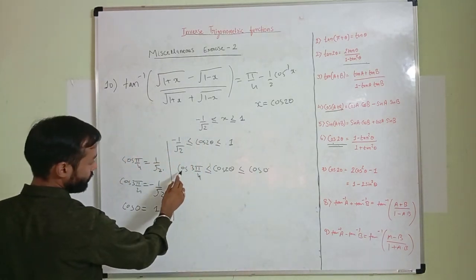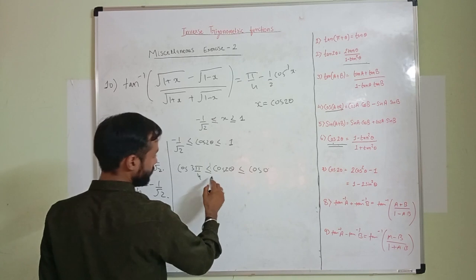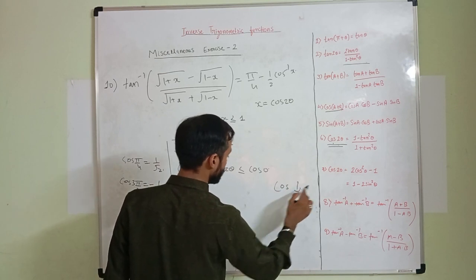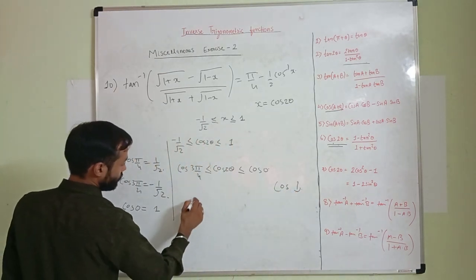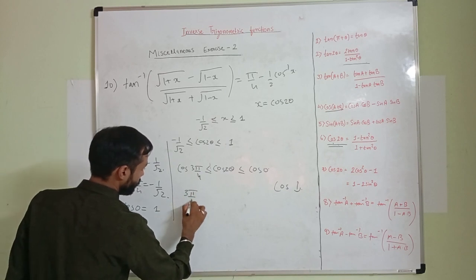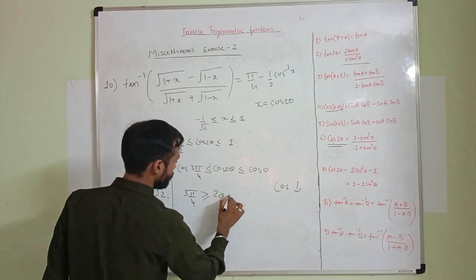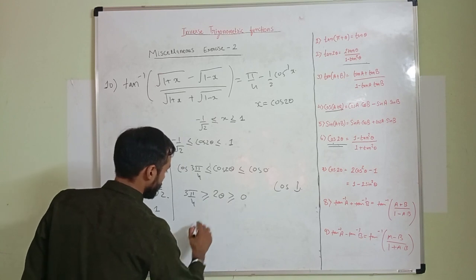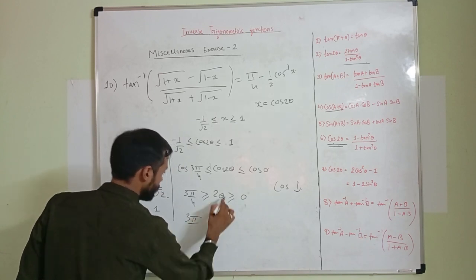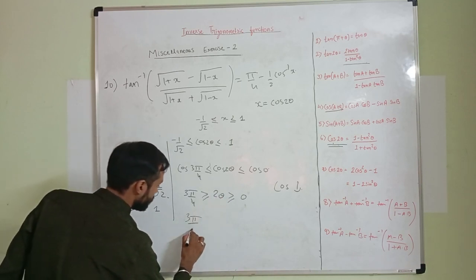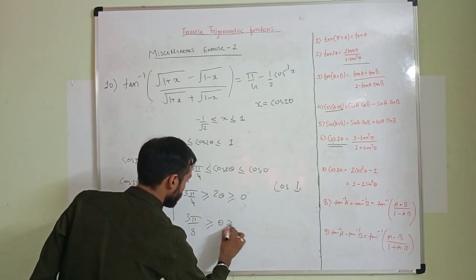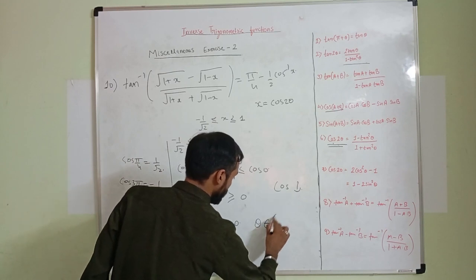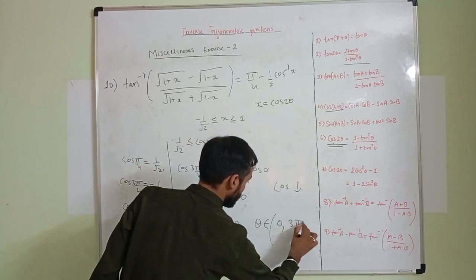Now when we are eliminating this cos function, the sign will get reversed, because the cos function is a decreasing function in the first quadrant. So this will be 3 pi by 4 greater than or equal to 2 theta greater than or equal to 0. So ultimately, when we divide by 2, we will get 3 pi by 8 greater than or equal to theta greater than or equal to 0. So from this we can write theta belongs to 0 to 3 pi by 8.